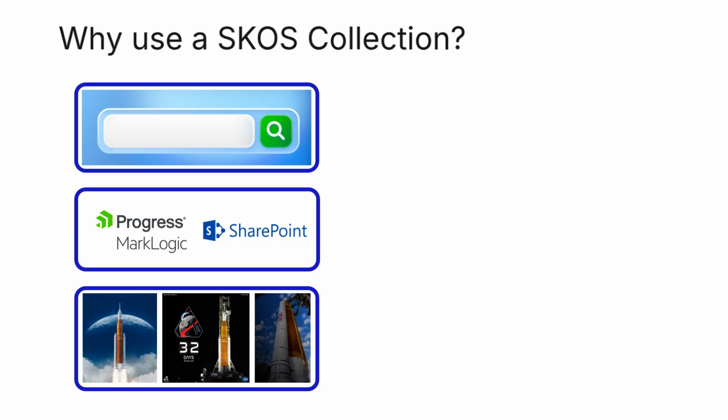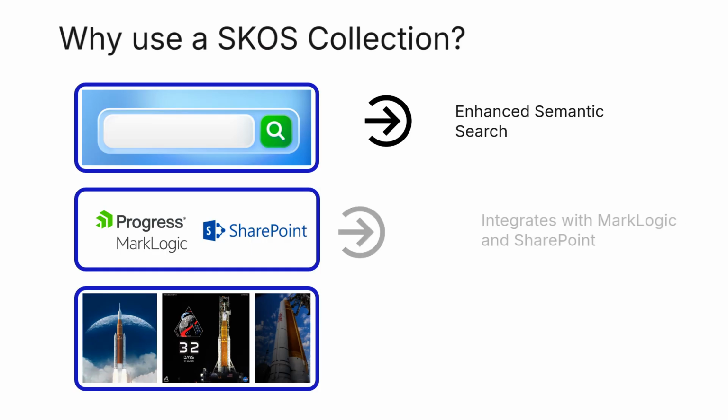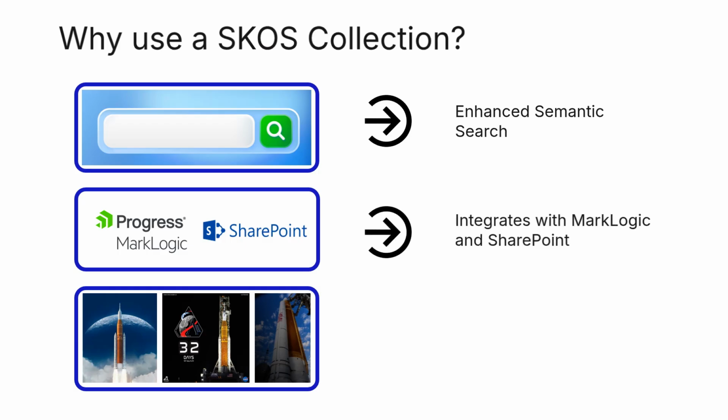Let's discuss 3 reasons to use collections. You get enhanced semantic search with a SKOS collection. This can increase the relevancy of your search results. With SKOS collections, concepts like spaceship might also mean starship. By organizing your documents into collections, you create context and meaning to enhance tasks such as knowledge discovery and analytics. Collections make it possible to connect with platforms such as MarkLogic or SharePoint to ingest classification results directly from a Semaphore query. You can then perform tasks such as reporting, analytics, and audits.